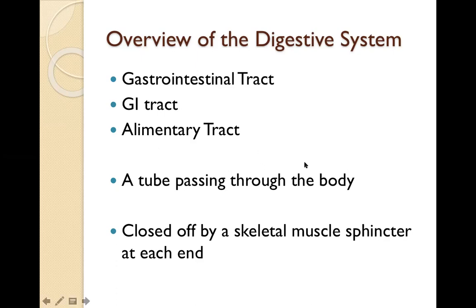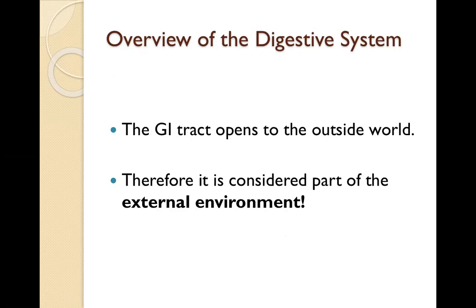But one of the things to really recognize here is that since it's a tube, everything that exists within the alimentary tract or the gastrointestinal tract is considered on the outside of the body. Even though we think of these things as being inside, they're open. It's an open system. So it's part of the external environment. Each end of the digestive system is closed off by a skeletal muscle sphincter so that we can control when either end is open.